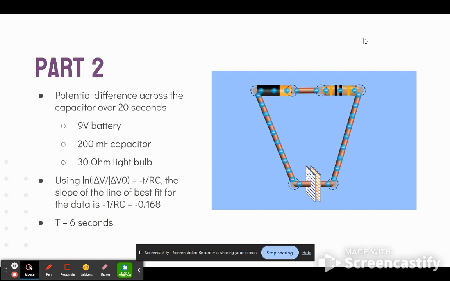with a 9 volt battery, a 200 millifarad capacitor, and a 30 ohm light bulb. So using the ln equation, the slope of the line of best fit for the data was -1 over RC, which was equal to -0.168, and this led to a result of 6 seconds.